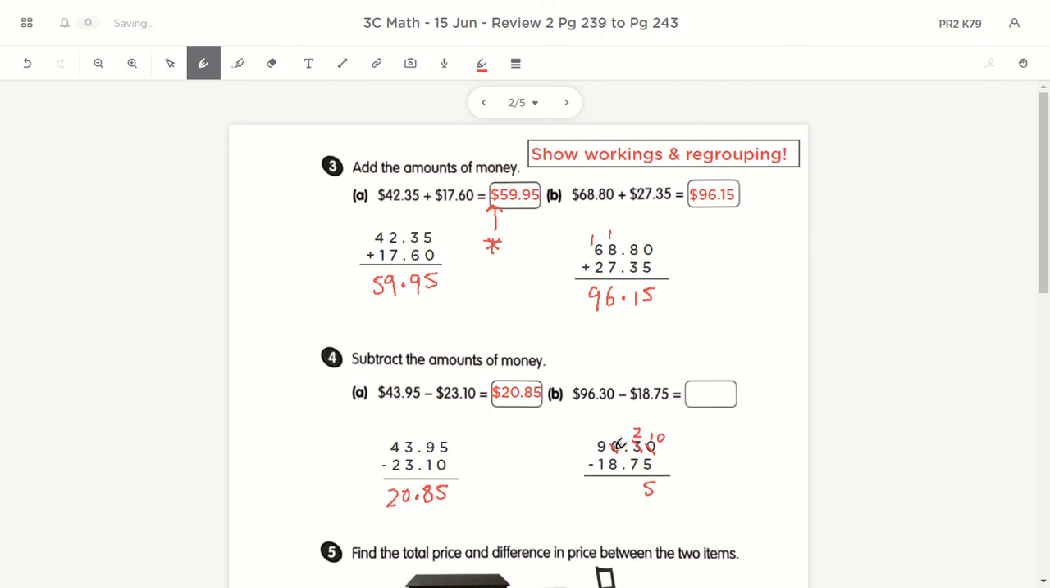2 cannot minus 7. Regroup. This one becomes 5. This one becomes 12. 12 minus 7 is 5. Decimal point. 5 not enough. Regroup from 9 become 8. Become 15. 15 minus 8 equals to 7. 8 minus 1, 7. So it's $77.55.